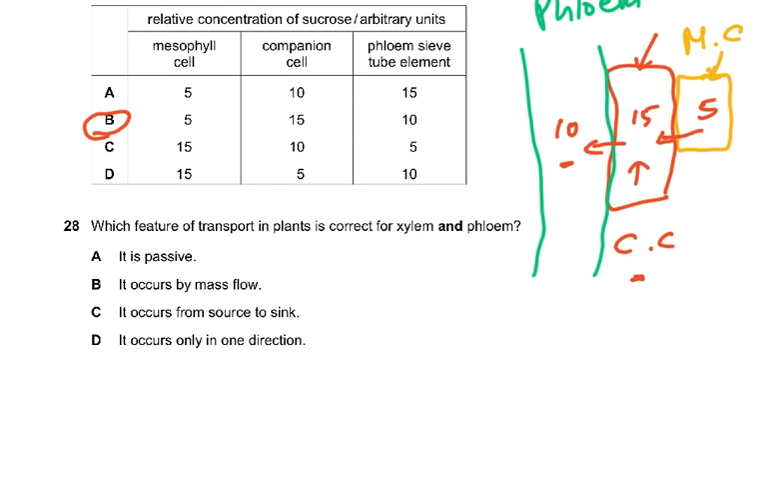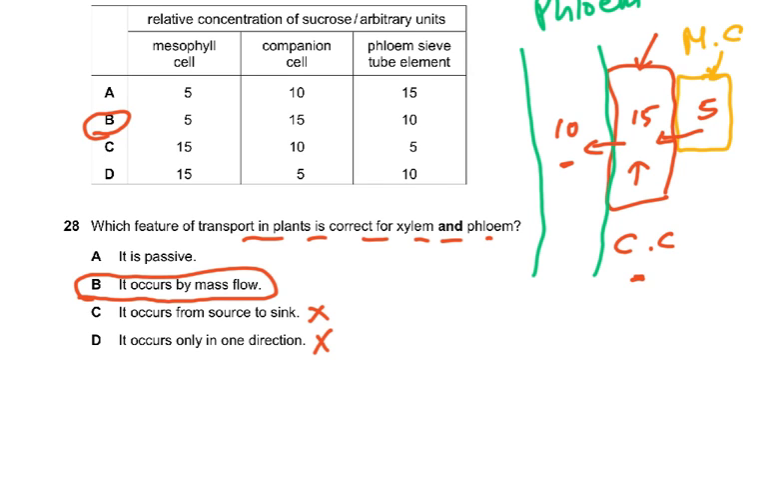Now coming to question number 28. Which feature of transport in plants is correct for xylem and phloem? It occurs by mass flow. Source to sink is only in the phloem, so it can't be in the xylem. In the phloem, it is bidirectional.